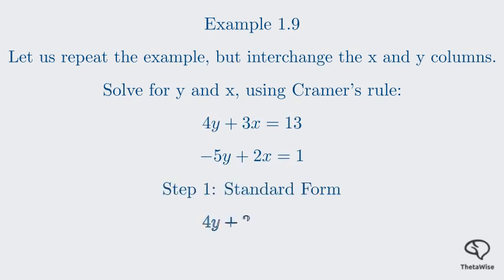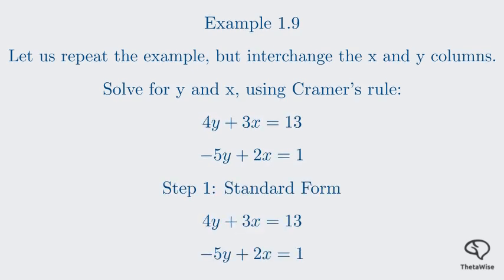First, we need the standard form for this arrangement. We'll align the y terms first, then the x terms. So we have 4y plus 3x equals 13, and negative 5y plus 2x equals 1. This seems like a minor change, but it will impact our determinants. It's a great way to understand what determinants represent. Because our standard form equations are different, our determinants will also be different.